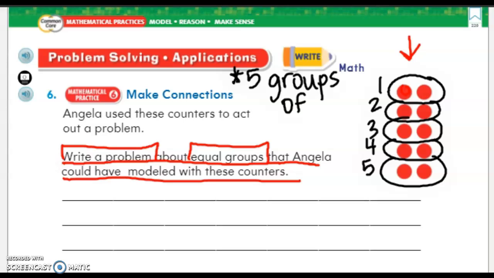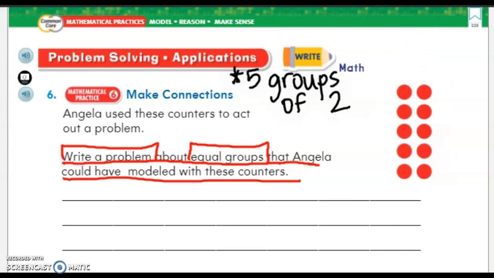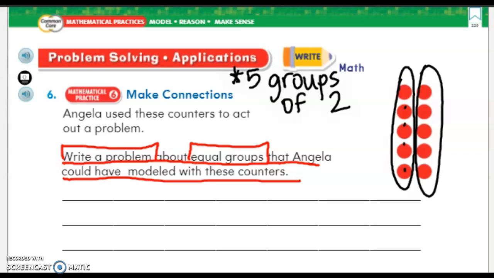Or, can anyone see maybe another way we could organize our counters into groups? Equal groups. So this could be a group, and this could be a group. 1, 2, 3, 4, 5.